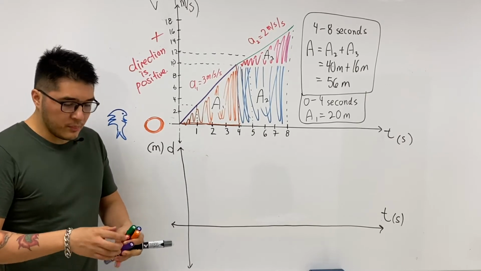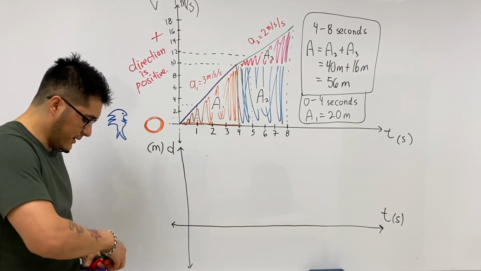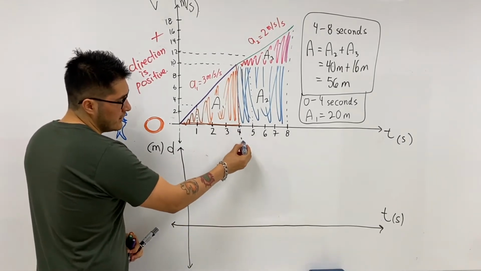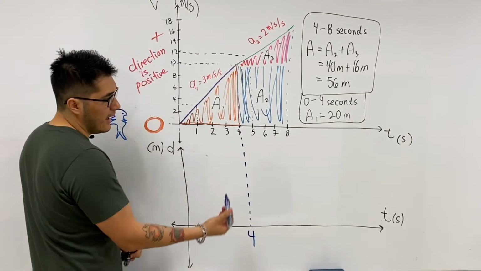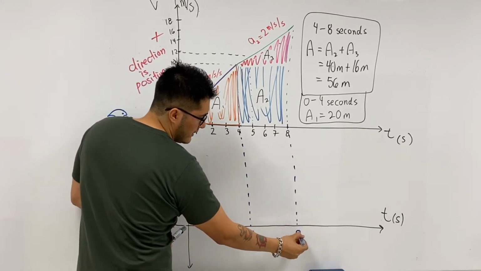And we wanted to break this down into two intervals. We were interested in 0 to 4 seconds. So this is the 4 second mark. And then from 4 seconds to 8 seconds. So this would be the 8 second mark.